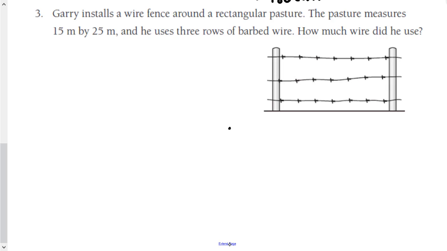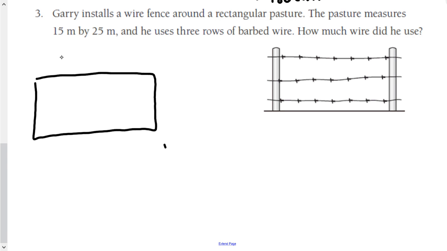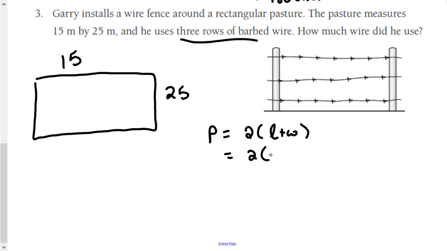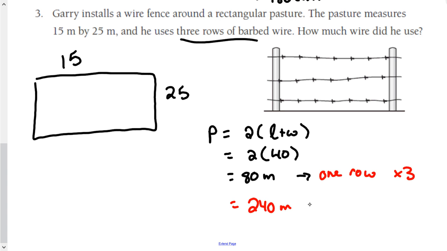Gary installs a wire fence around the rectangular pasture. The pasture measures 15 by 25 meters, and he uses 3 rows of barbed wire. How much wire will he use? So perimeter is equal to 2L plus 2W. 15 plus 25 is 40, to give us 80 meters. And this is for 1 row. So we have to multiply this by 3 to give us 240 meters for all 3 rows.